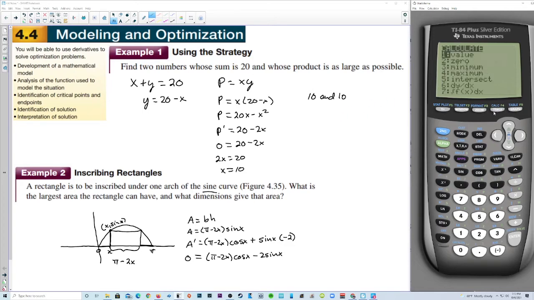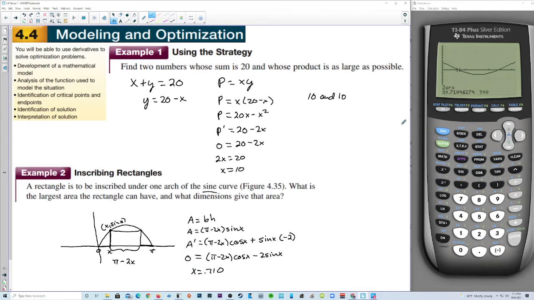So we'll go second, calculate a zero. And let's get it over to the left. Then back over to the right. And we'll back up and the x value is 0.710. So x equals 0.710. Now it says, what is the largest area the rectangle can have and what dimensions give that area? So let's give the dimensions.